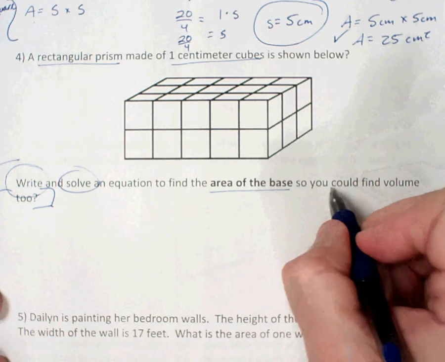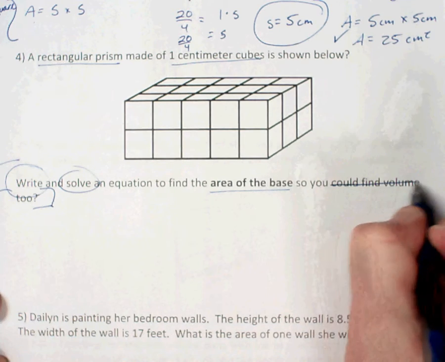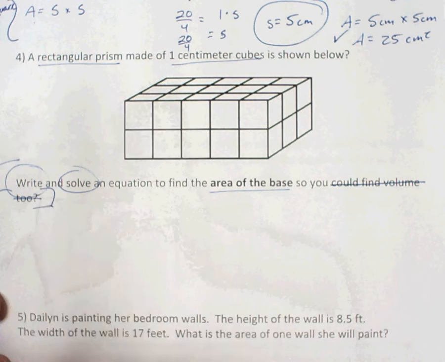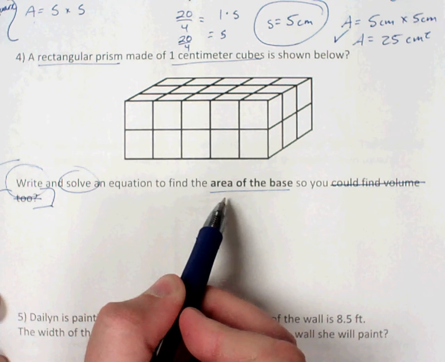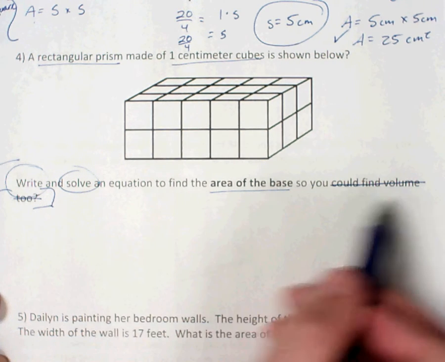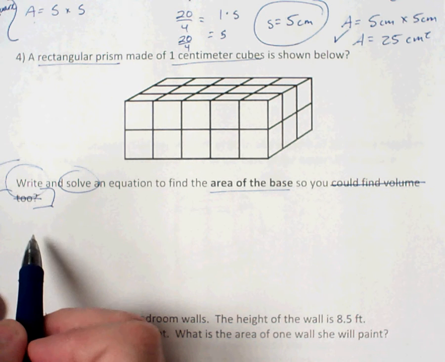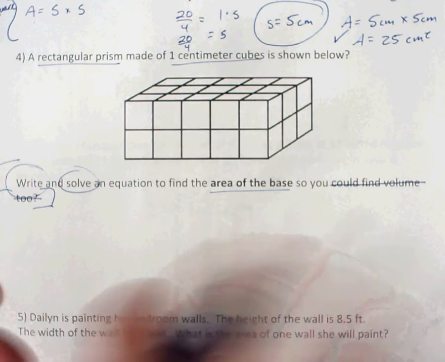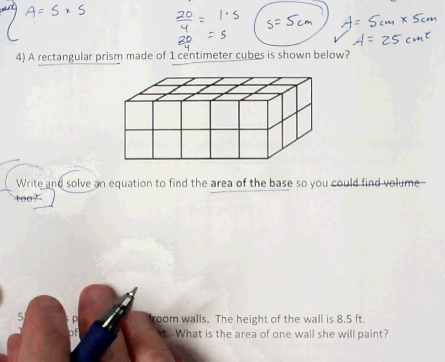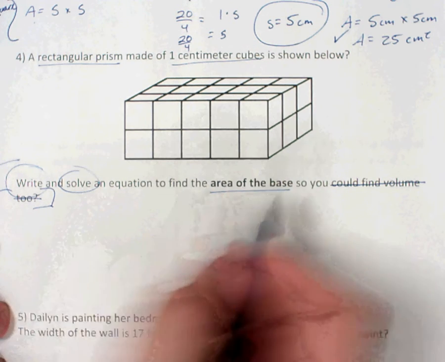We're not actually going to find the volume, so I'm going to put a line through that because I don't need to find the volume here. It's just telling me to write and solve an equation to find the area of the base. So at some point I could use that to find the volume, but it's not asking me to find the volume. Now, if this were a multiple choice, well, we'll talk about that in a second. We'll talk about what kind of a trick answer choice you could see here. First thing let's do is just find the area of the base.